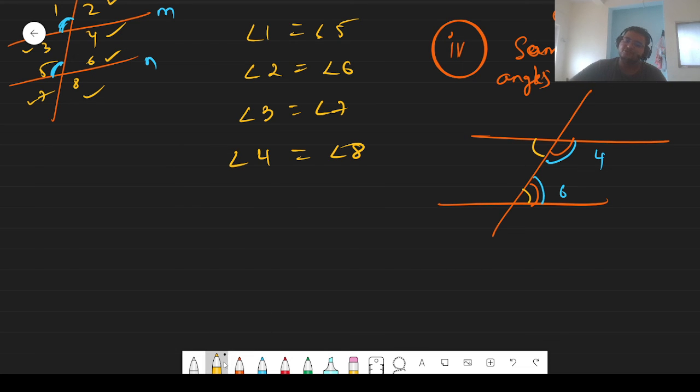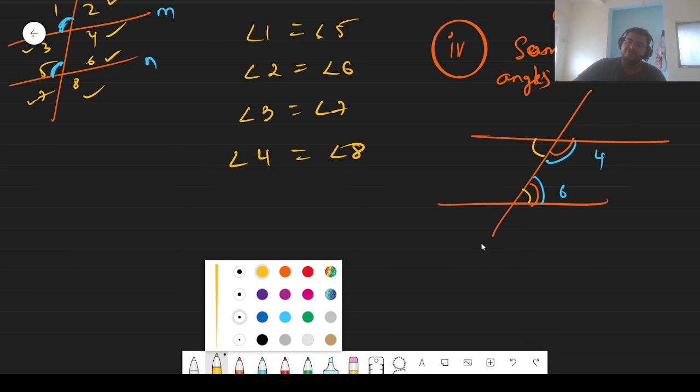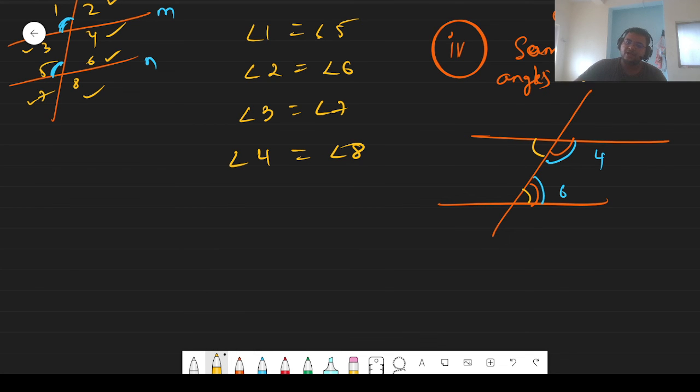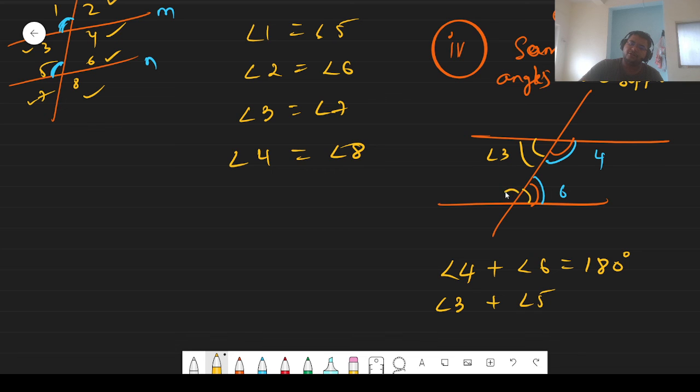Okay. So what we can say here is same side interior angles are supplementary. So I can write angle 4 plus angle 6 equals 180 degrees. Similarly, angle 3 plus angle 5, so this is angle 3 and this is angle 5, will also equal 180 degrees. Okay, I hope it is clear.